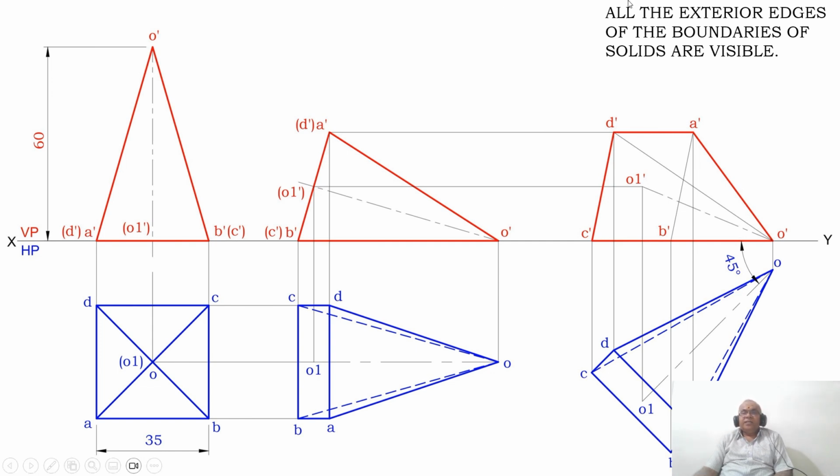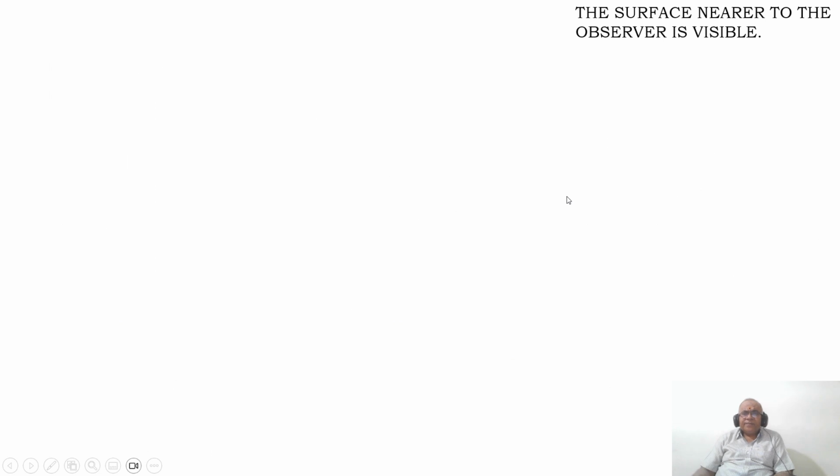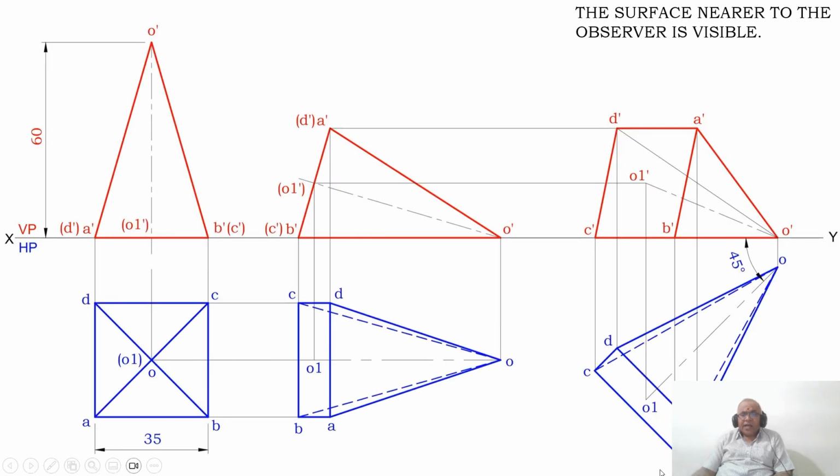Now you apply the condition of visibility. All the exterior edges of the boundaries of the solids are visible. So dark between O dash to C dash to D dash to A dash, and A dash to O dash with a dark line. Once you do that, then the surface near to the observer is visible as you are drawing the front view for this third position top view. So naturally the entire surface ABCD is near to the observer, so it is visible.